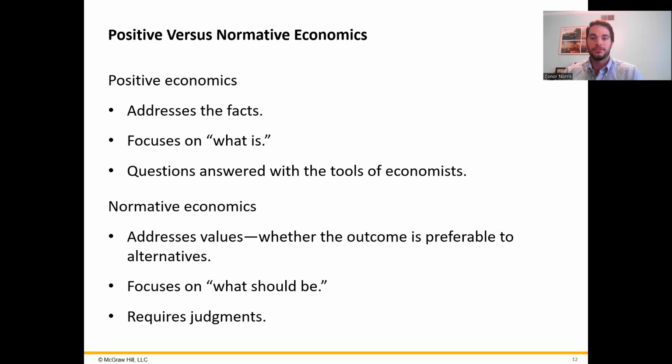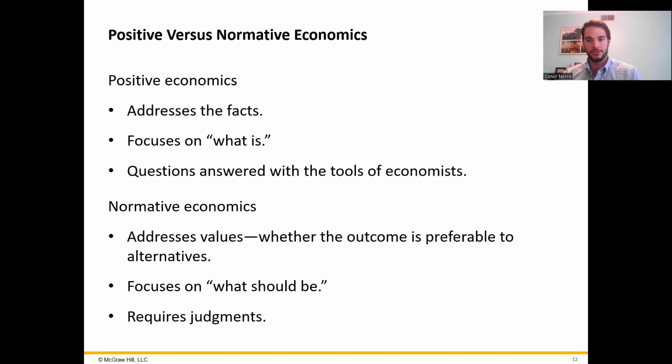So in positive analysis, we only care about understanding the mechanism. How do we explain what's going on? How one thing leads to another. We don't care about any sort of commentary, whether the outcome is good or bad, whether we should want it to occur or to not occur. All we care about is what is the effect of a specific change or a specific mechanism. And we can use the tools of economics to answer these questions.